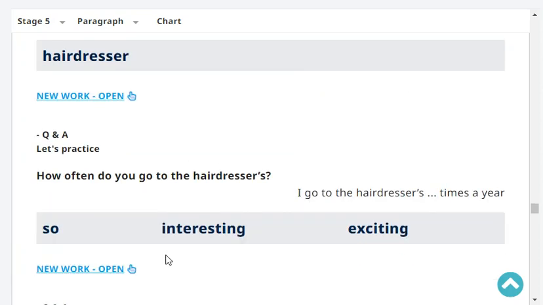Very good. How often do you go to the hairdressers? I go to the hairdressers about once a month. Oh, very good. Like 12 times a year. Very good.